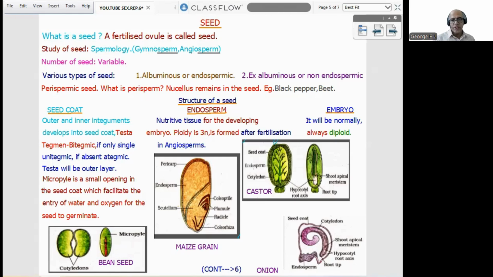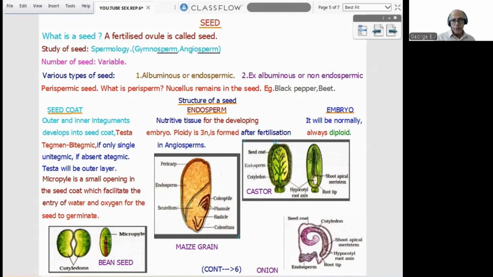Now we have to proceed with the structure of seeds. A seed has three specific areas: one is seed coat, one is endosperm, one is embryo. Seed coat for protection, endosperm for food, embryo that develops into the plant. Now, from where does the seed coat develop? In the female part, when we studied, you may remember integuments, outer and inner integuments. These two integuments convert into the seed coat. The outer one converts into testa, the inner one into tegmen.